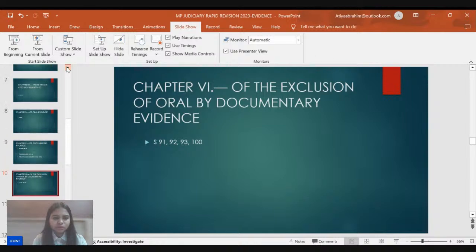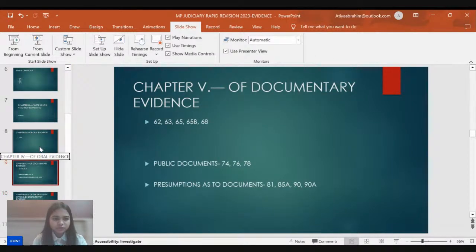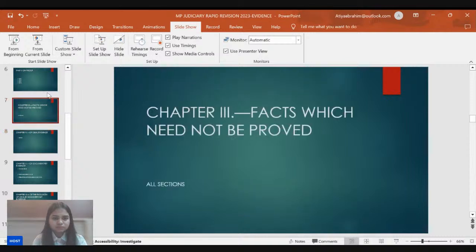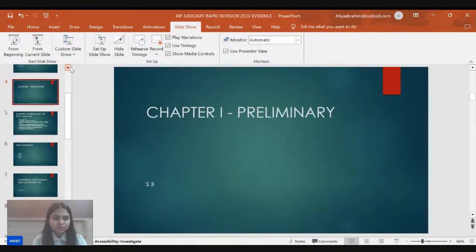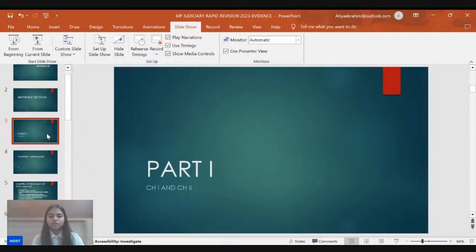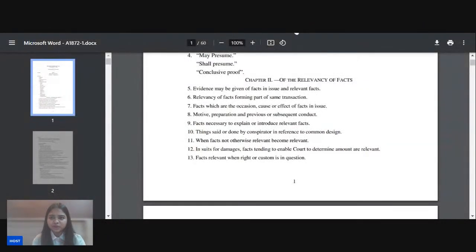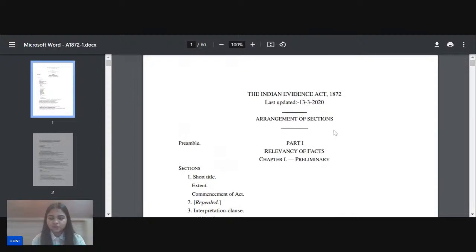So now we will move on to the important parts which we have to discuss today. As I have already told you, if you see, the Indian Evidence Act is divided into three parts, and it's divided into 11 chapters and 167 sections. So you can see here, this is the updated Indian Evidence Act, because there have been certain changes.